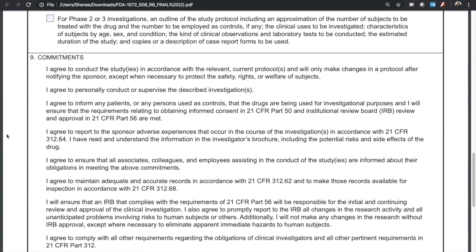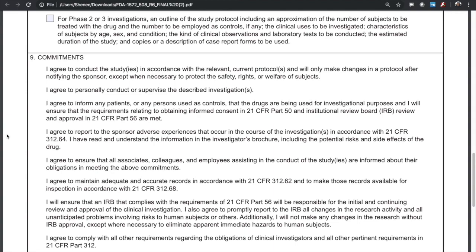Then you have box 9, which is the commitments, and this is the real contractual agreement between the principal investigator and the FDA. Okay, so basically, the principal investigator agrees to conduct the study in accordance with the relevant current protocol and will only make changes in the protocol after notifying the sponsor, except when necessary to protect the safety, rights, or welfare of subjects.